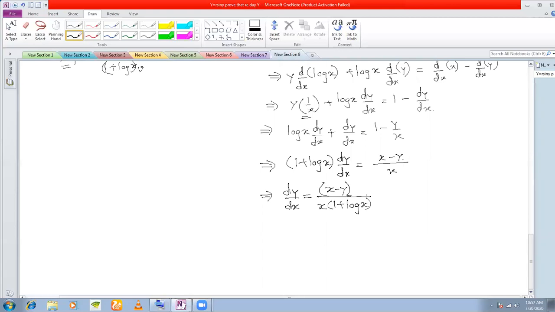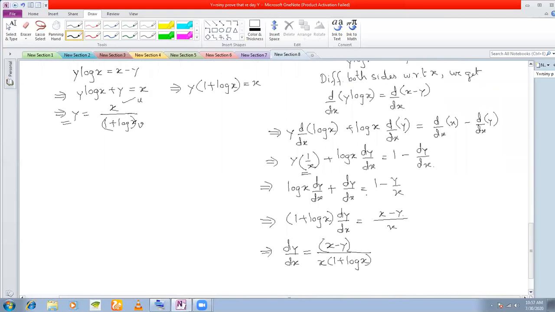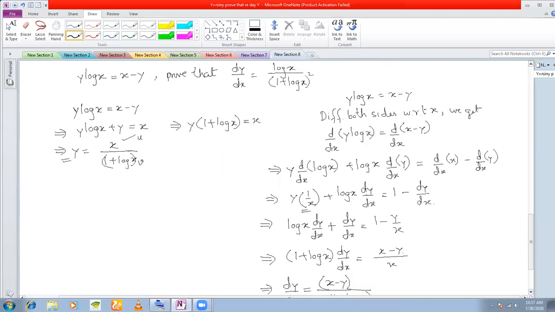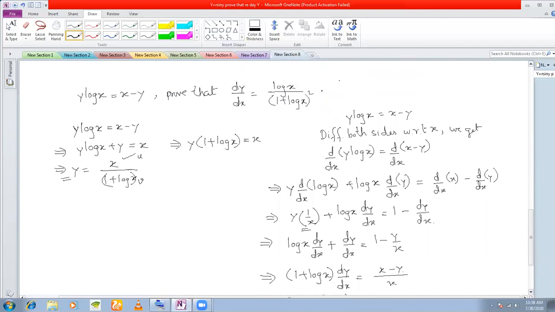Okay, but what we had to prove? We had to prove that log x by 1 plus log x, isn't it? Right? We had to prove this, right?